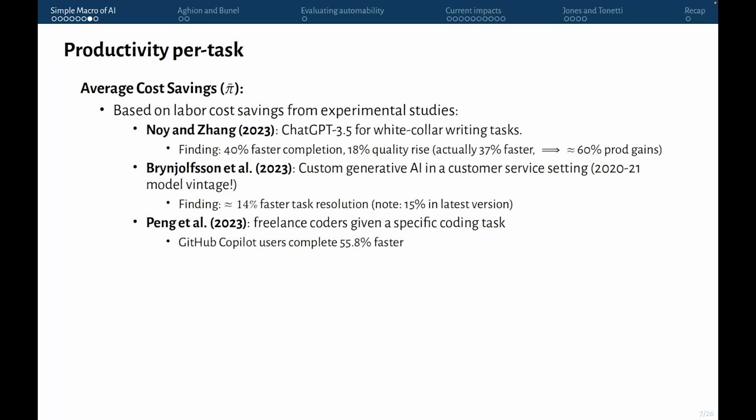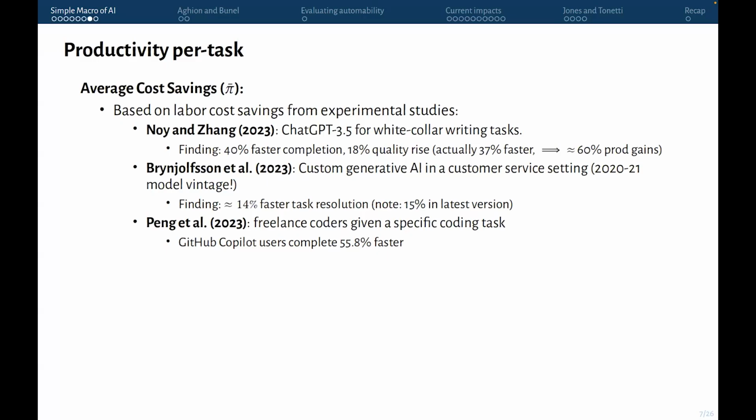And whenever I'm talking about these studies, I'm going to try and mention explicitly which model was used, because when you're reading these studies, that's obviously an important piece of data to keep track of if you believe that the models are getting better. So this Noy and Zhang paper was white-collar writing tasks. It was all college-educated professionals across a fairly wide range of professions within white-collar writing. And they were given these tasks. They ended up having 40% faster completion of the tasks, and based on unbiased independent graders, there was an 18% quality rise.